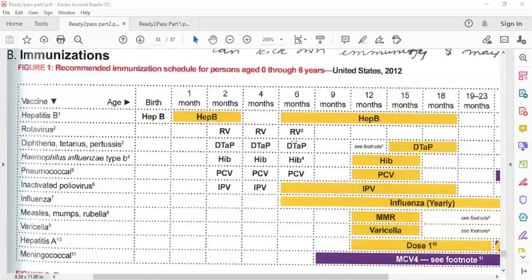So DTaP total doses are 6 doses. The first dose we give during the second month, like rotavirus and hepatitis B. Second dose during 4 months. Third dose during 6 months, like rotavirus: second month, 4th month, 6th month. But for the next DTaP dose, we allow the patient to take it at 15 to 18 months. And for subsequent doses, we prefer to tell the patient to take them at 4 to 6 years and 11 to 12 years, and a booster every 10 years, booster dose, right?